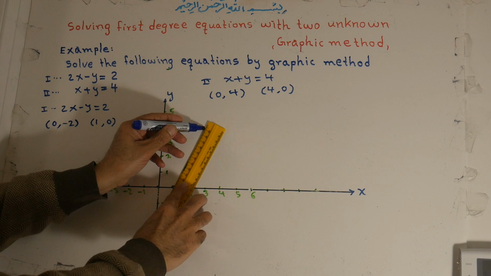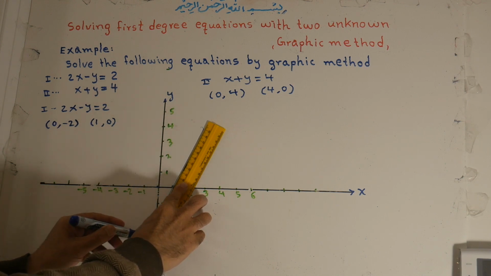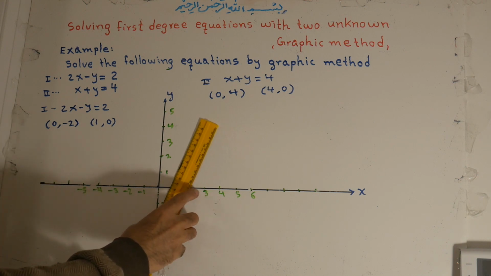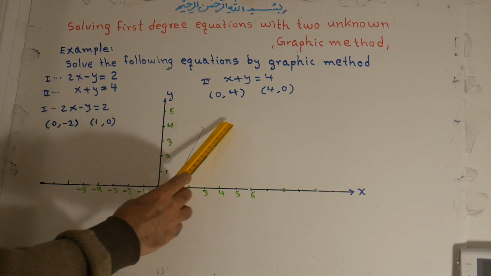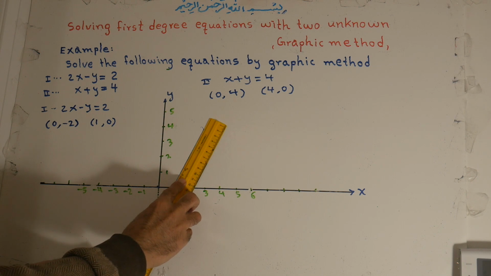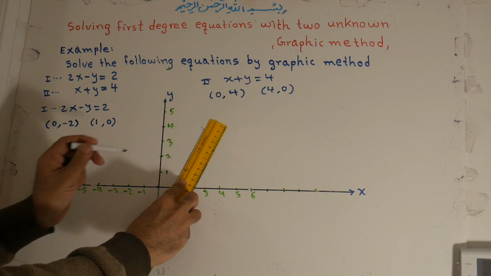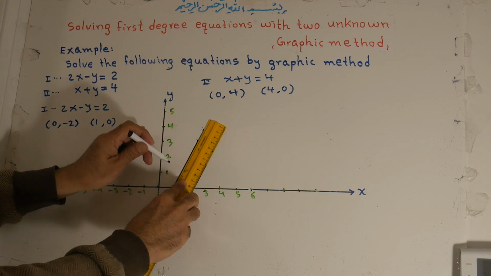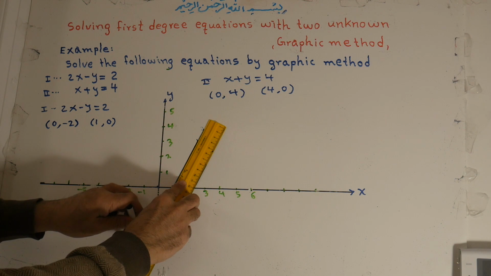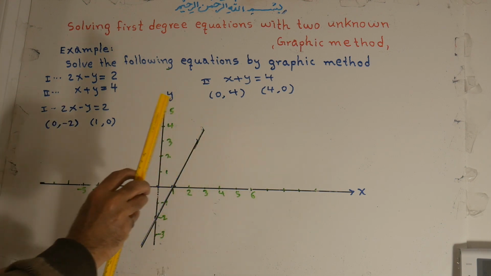Now this is our line. The line for equation number 1, or the first one, is this one. Make it a little bit clear.